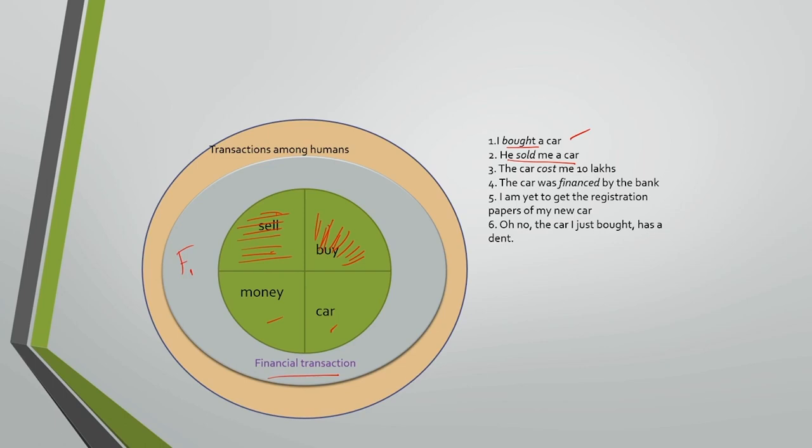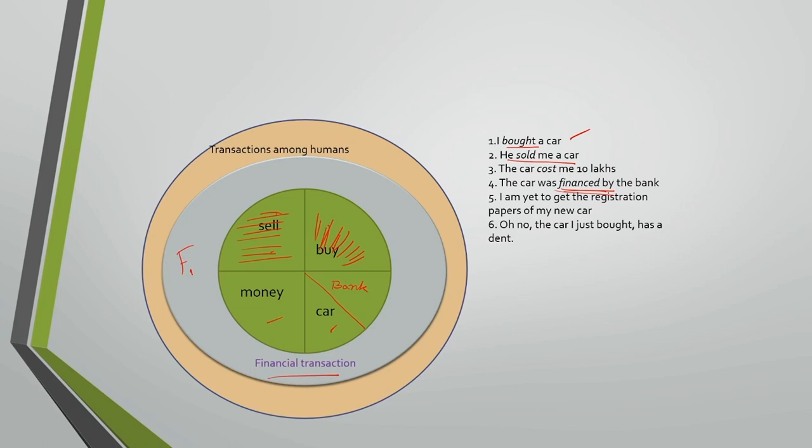Similarly, as all of us know, buying a vehicle these days is not a simple transaction between the buyer and the seller. What is the larger frame, the financial transaction frame? There is a buyer, there is a seller, there is an object that changes hand in exchange of money. This used to be a simple thing some decades back, but nowadays there are also a lot of other things. There is a bank, there is a loan, there are EMIs, there is paperwork and so on and so forth. So, let us say the car was financed by the bank. This is also another aspect. This is another way of highlighting the same transaction.